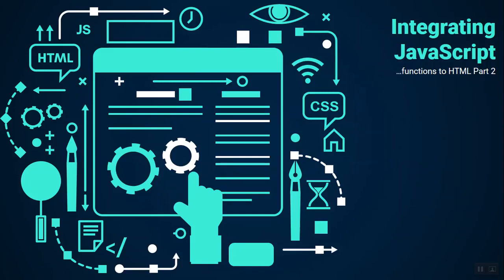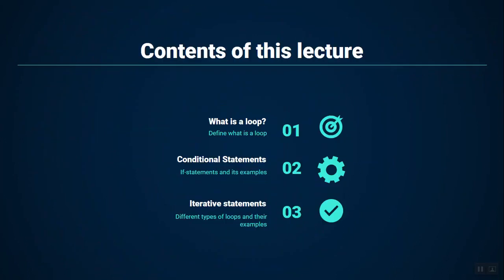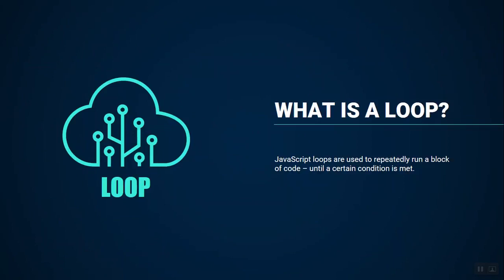For this week, we will discuss integrating JavaScript functions to HTML, part 2. The contents of this lecture are all about defining what a loop is, the conditional statements, and iterative statements. So let us first define what a loop is. JavaScript loops are used to repeatedly run a block of code until a certain condition is met.